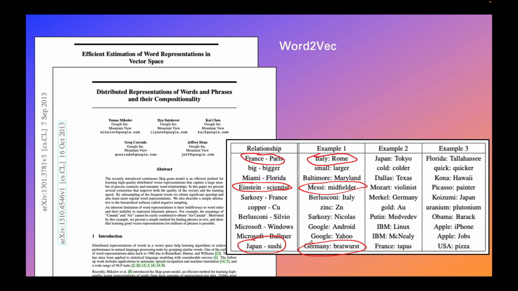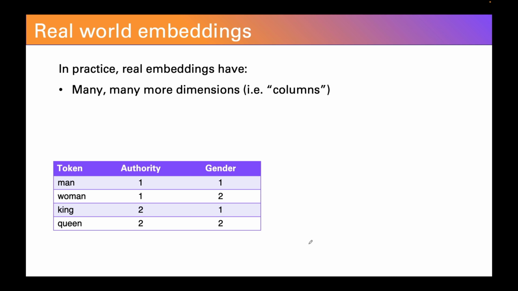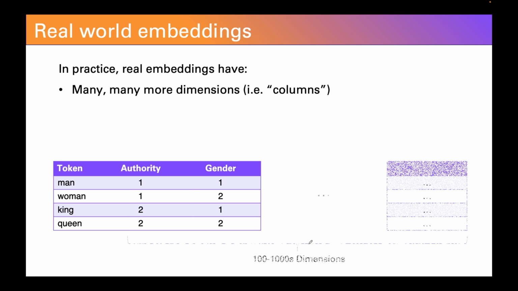Clearly, Word2Vec was able to understand something about the meanings of these words and relate them together. In practice, real-world embeddings are different than what we've described here, though. Real embeddings have many, many more dimensions or columns. In fact, they typically have 100 to over 1,000 dimensions. In the case of GPT-2, there's 768 dimensions.